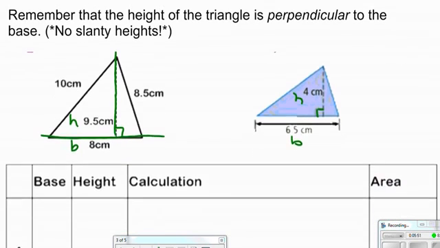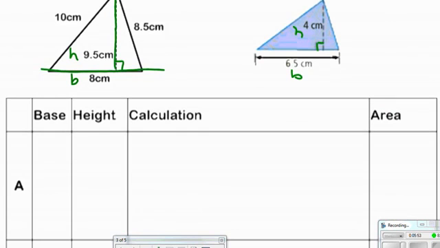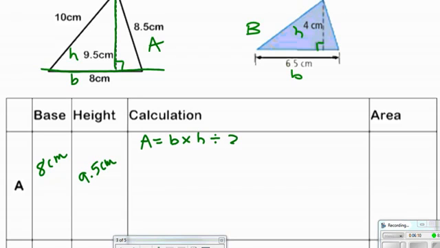If we were going to find the area of each, for triangle A and triangle B, triangle A's base we said is 8 centimeters. The height is 9.5 centimeters, and we go area equals base times height divided by 2. If you notice, my equal signs are lining up, my areas are lining up. This just keeps your work neat and organized.